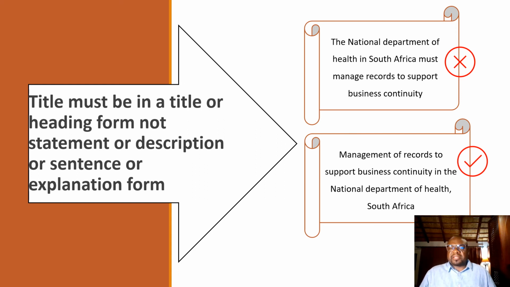The example I provided here: the National Department of Health in South Africa must manage records to support business continuity. This, to me, and I think to you, if you listen carefully, sounds like a description or a statement. It does not sound like a title. That's why I've put a cross there to show that it is wrong. But going down, you can see the other title, which is marked with a tick, which reads as follows: Management of records to support business continuity in the National Department of Health, South Africa. This sounds like a clear and to the point title, which is very short and focused.